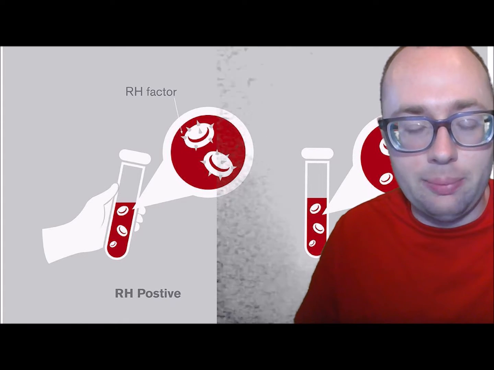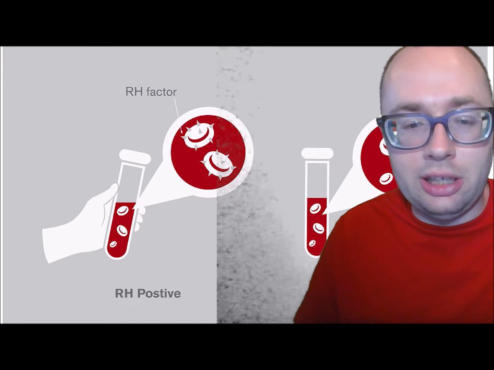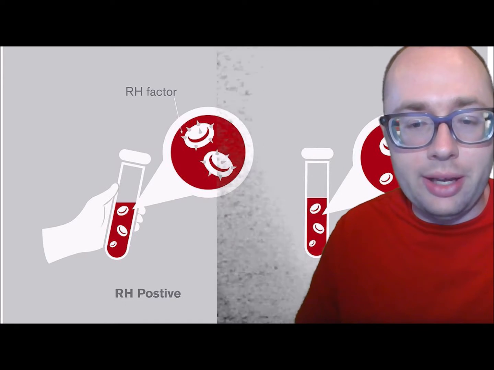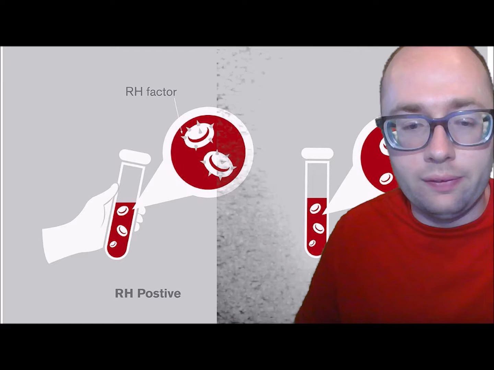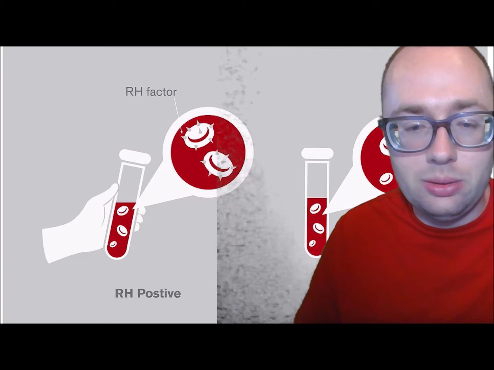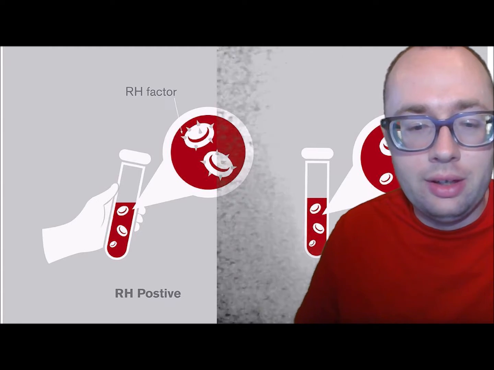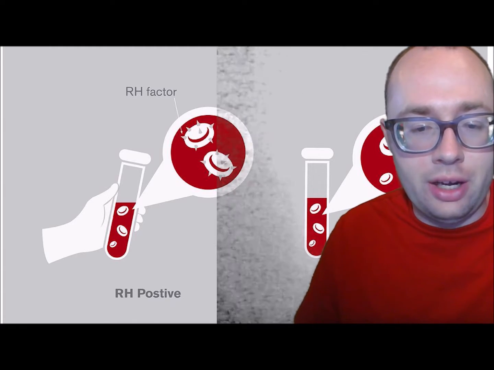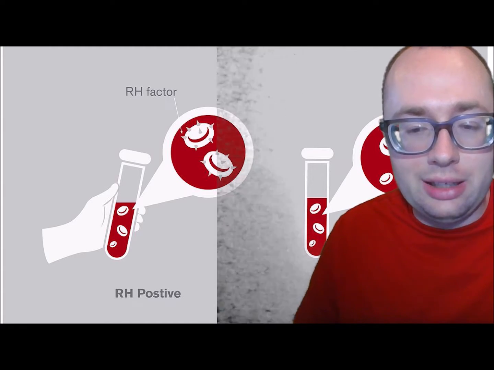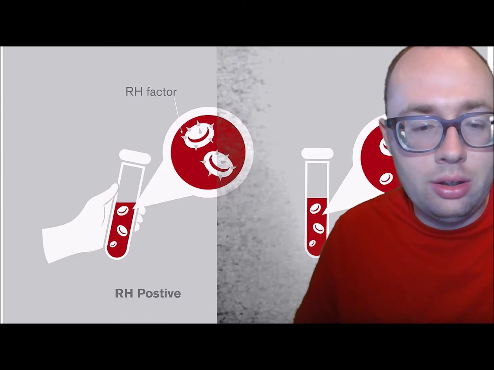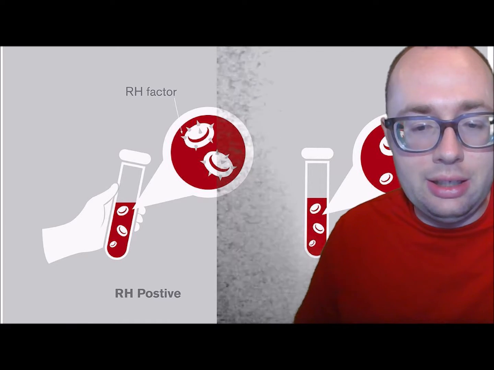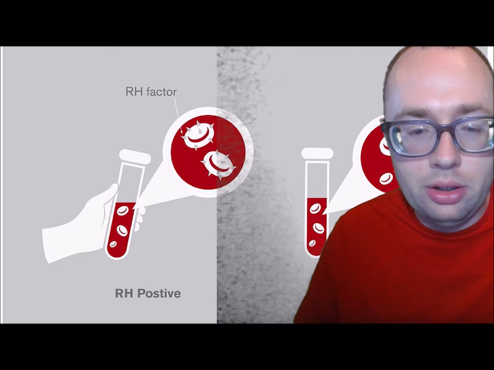A person's red blood cells may also contain a protein called the Rh factor, which appears to help energize the body's cells. Rh stands for rhesus, and is called that because it was first observed in rhesus monkeys. If you have the Rh factor, you are Rh positive. If you do not have the Rh factor, you are Rh negative.